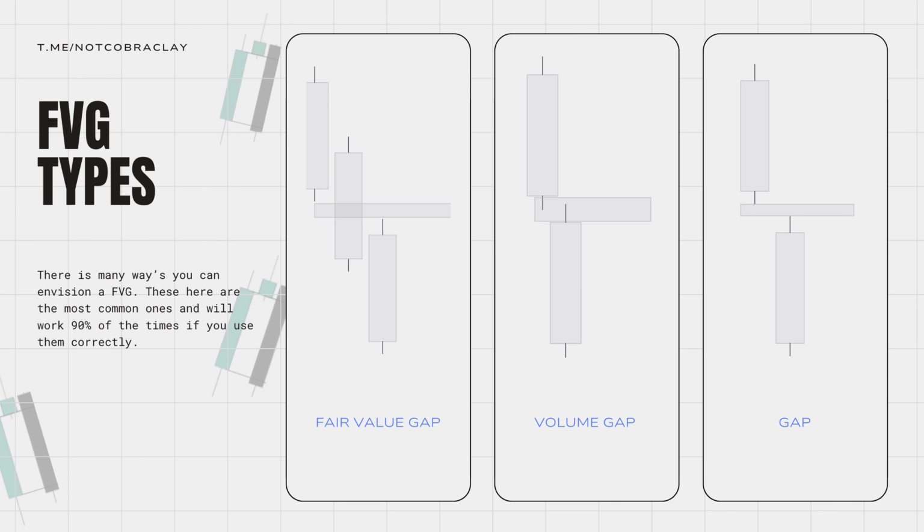You have fair value gaps, which are completely normal fair value gaps between 3 candles. You have volume gaps, where there was just too little volume and the market dumped, skipped, or just pushed on to another level, and the wicks touch, the market rebalanced a little bit, but there's still volume left inside it. And also there are gaps.